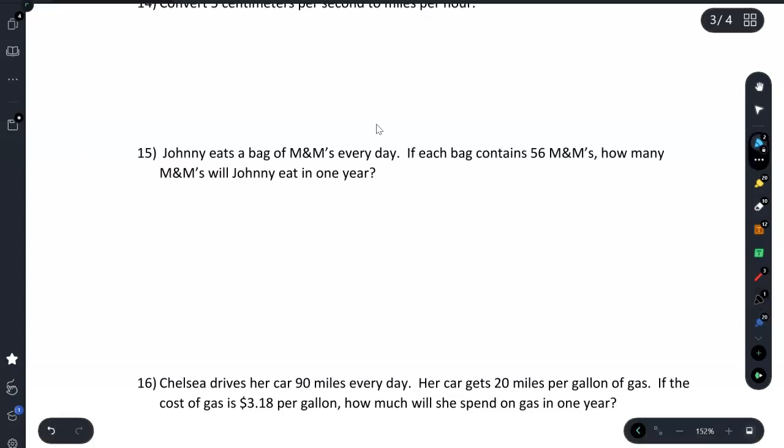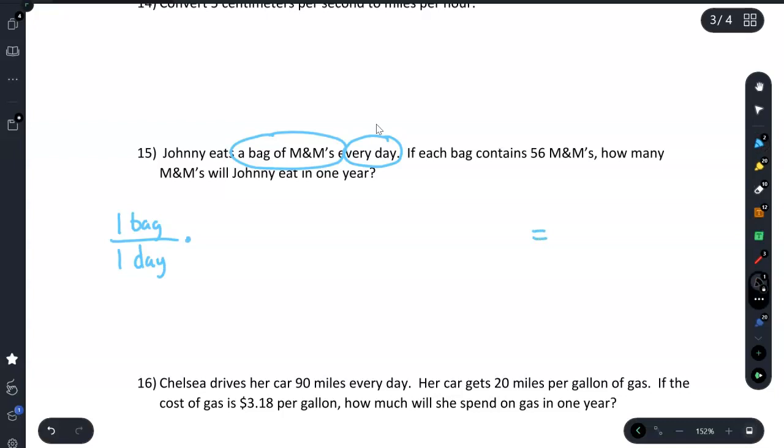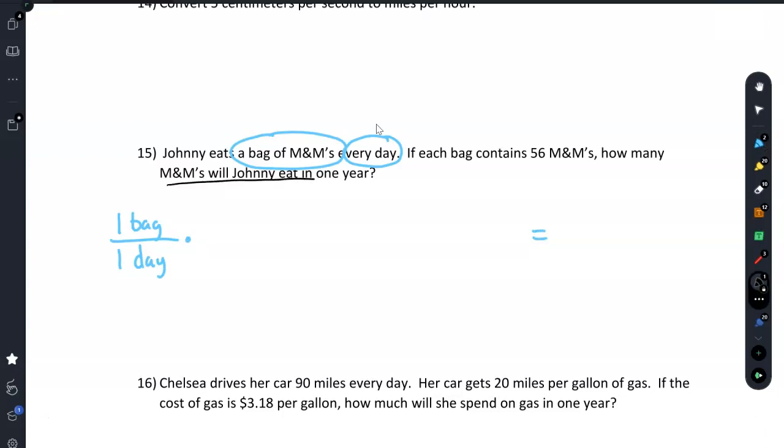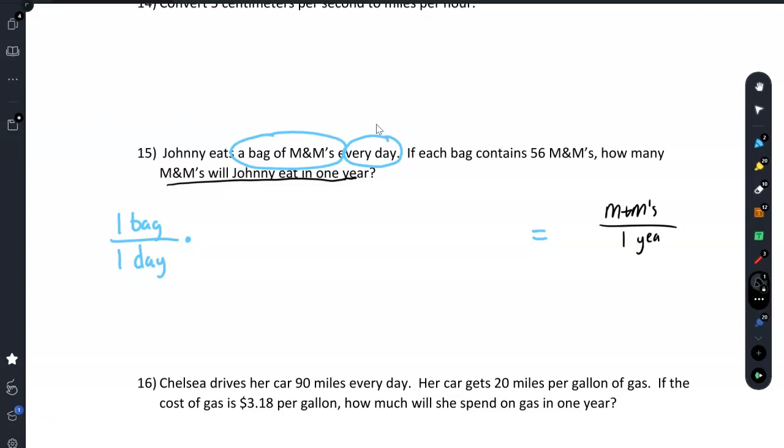So I start with one bag of M&Ms. Johnny eats one bag, and he eats that every day, so he eats one bag per day. That's where Johnny starts. Where we want to be, I'm going to write this in black, is how many M&Ms will Johnny eat in 1 year. So I'm starting with a bag per day, and I want to end up with how many M&Ms he eats in 1 year. So I need to cancel out one of these. I can choose bag or day. I'm going to choose bag.